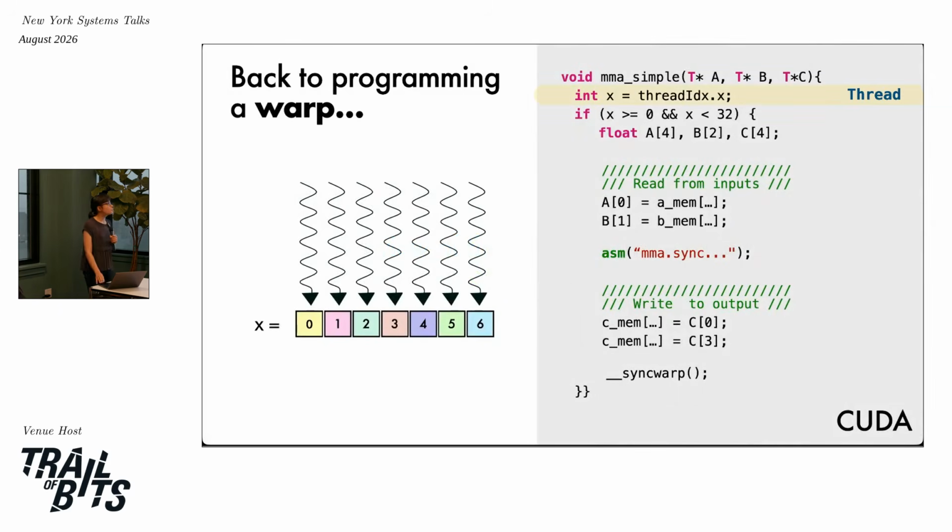If we go back to our previous example, then the first statement is a thread level statement. X even has different values per thread. The if statement is a warp level statement. Effectively, you are getting a warp's worth of threads together. The inputs, again, are thread level statements, with different values per thread. Tensor Core is obviously a warp level statement. It doesn't even make sense at any other perspective. Same for the write to output, thread level. And then sync warp, also a warp level statement. So you can already see how these perspectives are visible even within CUDA.